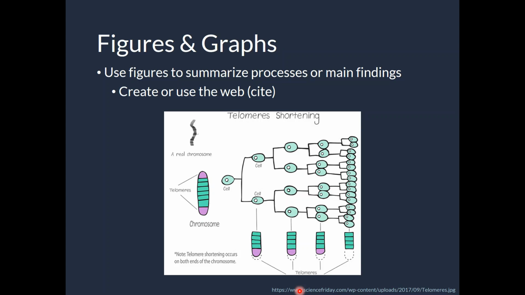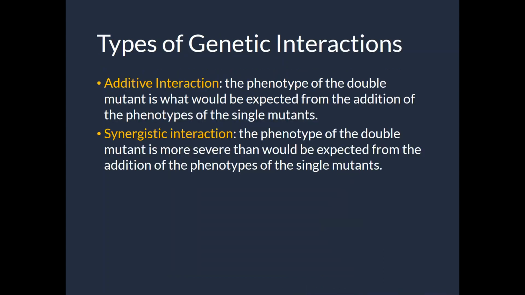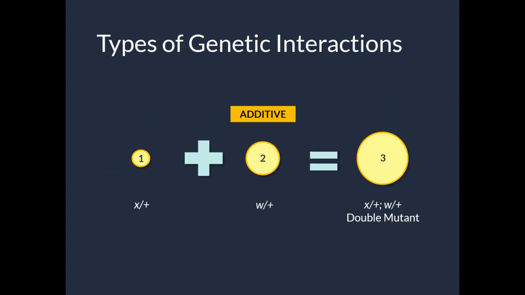You can also make your own figures to explain concepts. For example, let's say that you wanted to explain the difference between additive and synergistic genetic interactions. Rather than reading definitions of these terms from a slide, it would be more effective to explain these with a figure. For example, for genes that exhibit additive genetic interactions, the phenotype of the double mutants would be what you would expect from the addition or the sum of the phenotypes of the single mutants.